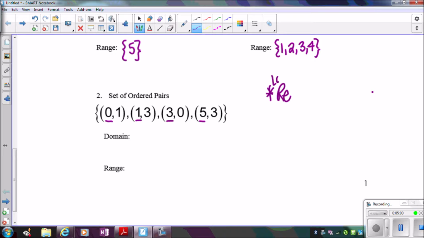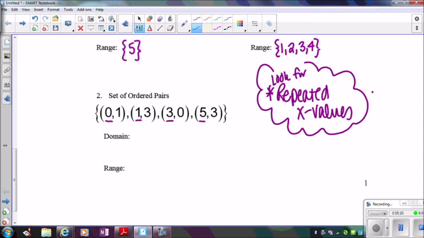So let me just write that. Look for repeated x values. That's a good way to determine if you have a function or not. So if you have repeated x values, it's not going to be a function as long as the y values aren't the same. So for our domain here, all of our x values is going to be 0, 1, 3, and 5.